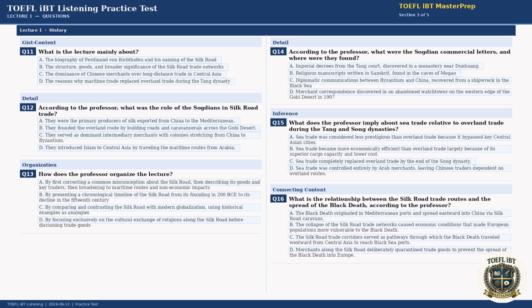Today we're going to talk about the Silk Road, and I want to be clear right from the start that calling it a single road is actually a bit misleading. The Silk Road was not one route but rather an enormous web of overland and maritime trade networks stretching from China in the east all the way to the Mediterranean in the west. These networks were active for well over 1,000 years, roughly from the 2nd century BCE through the 15th century CE.